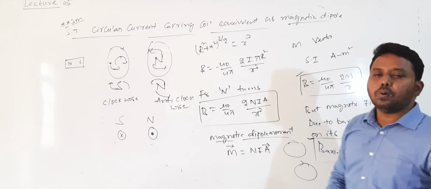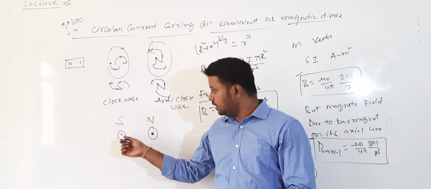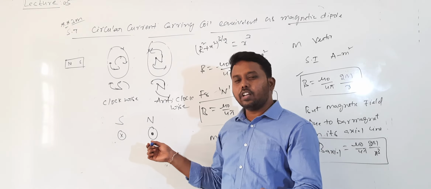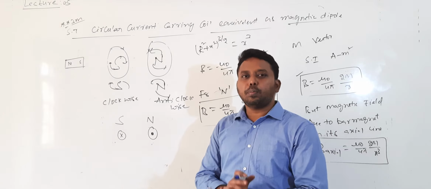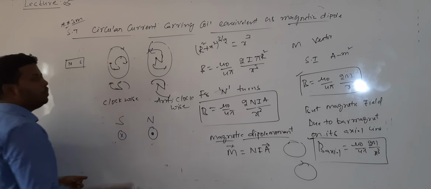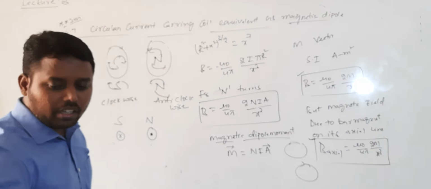When I say south pole, the magnetic field is perpendicular to the plane, passing into the paper, which is a cross. A dot means out of the paper. Can you remember north pole or south pole? That is important. Directions are very important. This is for a circular current carrying coil.